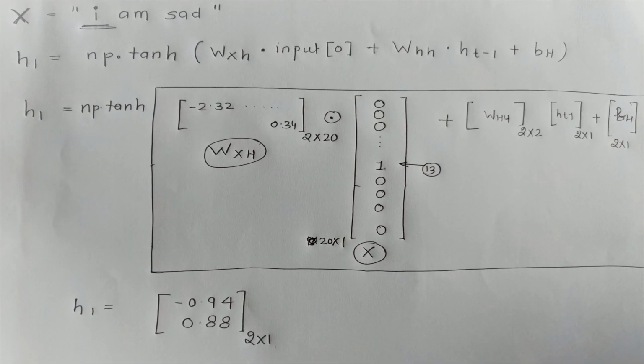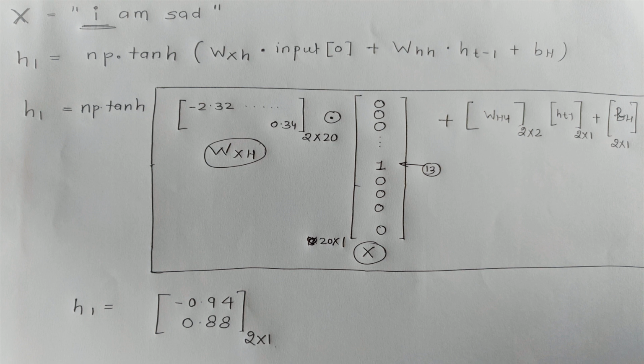Consider the sentence "I am sad." So "I" is one word here, "am" is the second word and "sad" is the third word. So in total I have 3 words in this sentence. I'll walk you through how the overall final output is created.